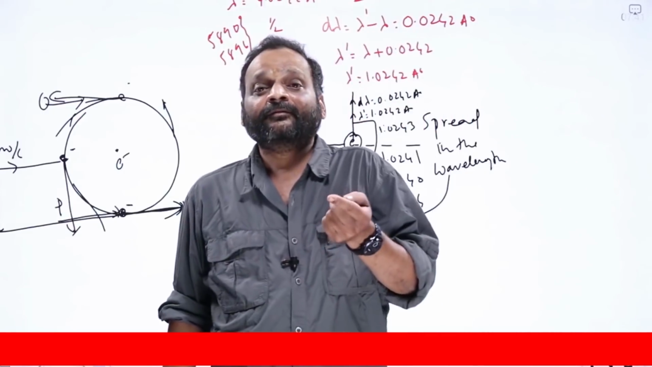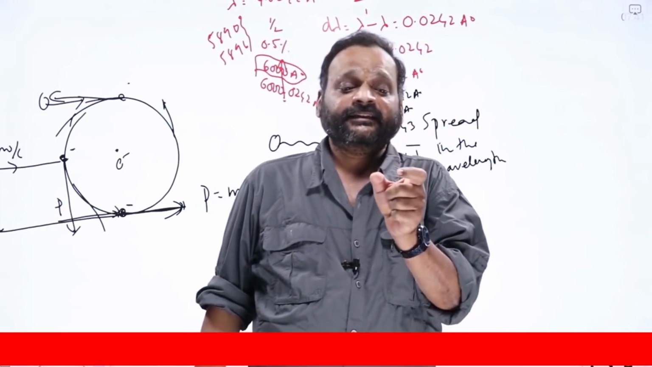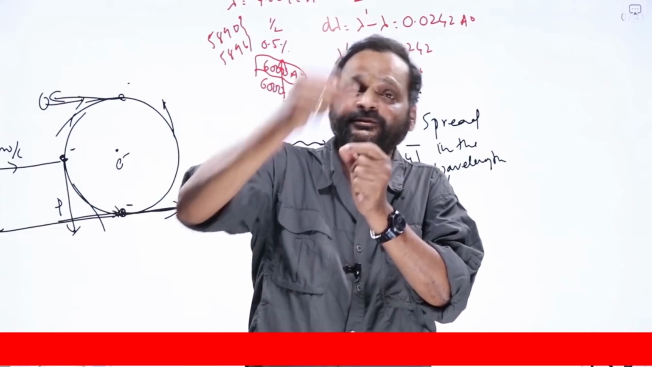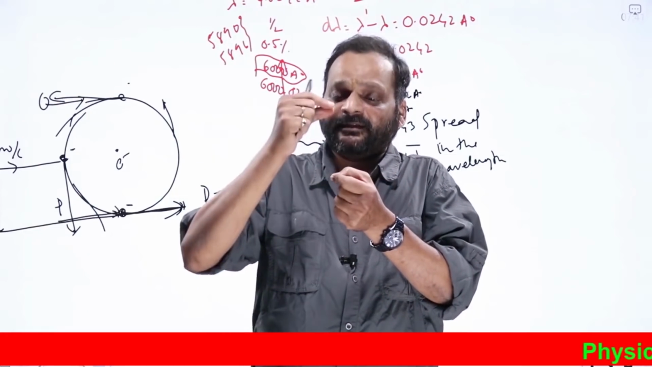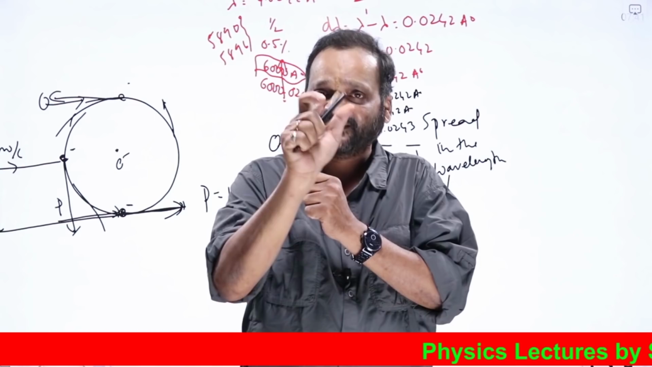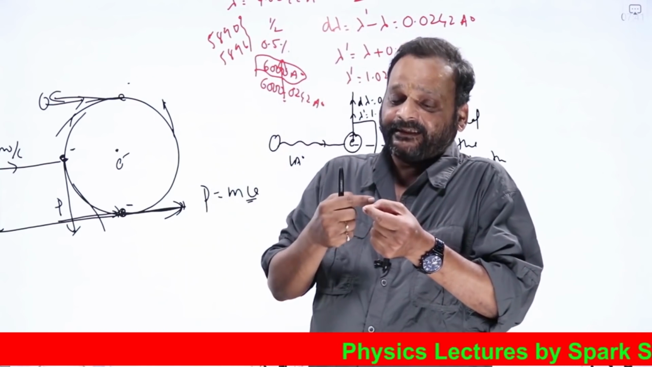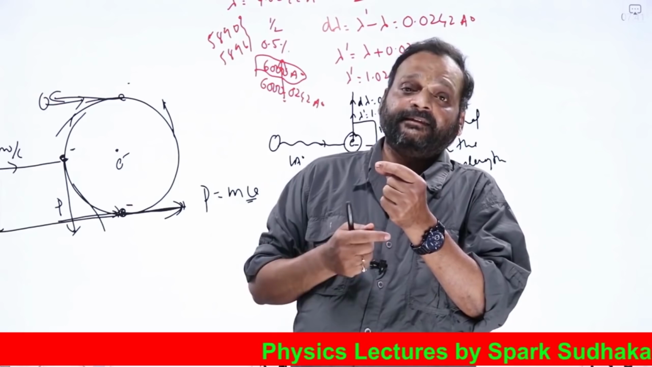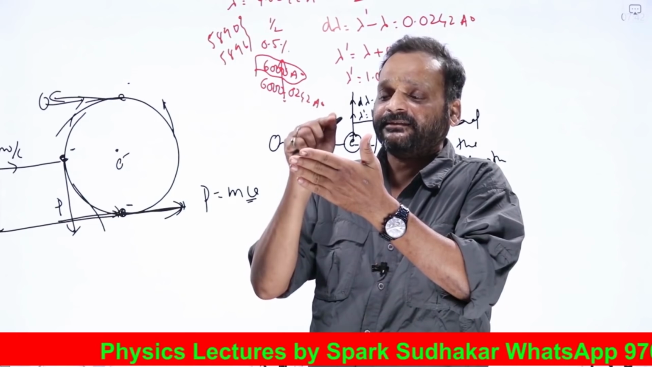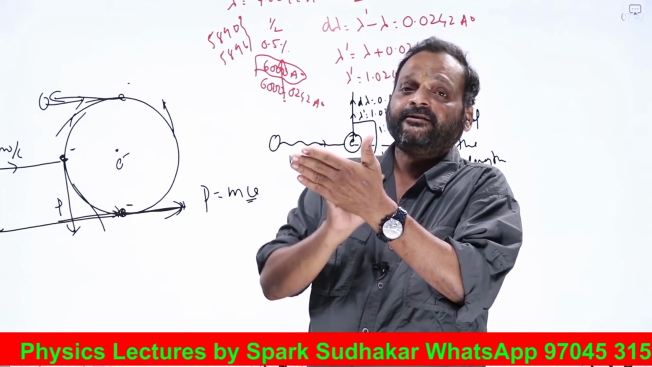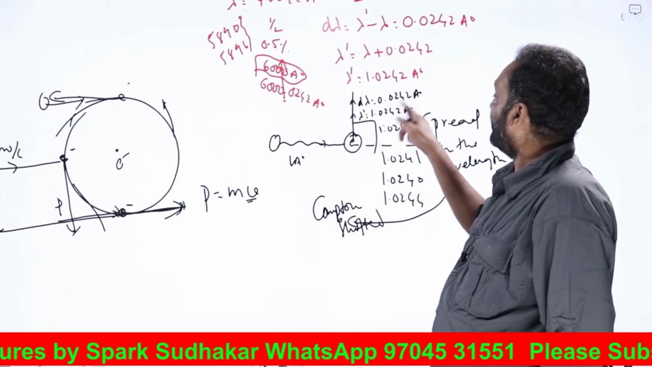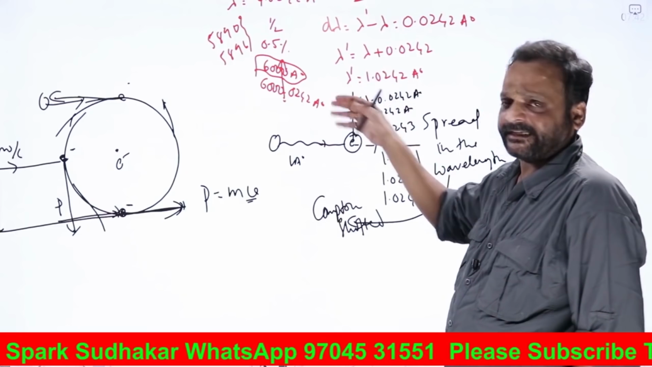So what is the reason for the spread in the wavelengths of Compton shifted X-rays? Because the target electron is not at rest, but is in motion around the nucleus. That is the reason Compton shifted X-rays have that small spread. Or we can say the target electron has its momentum spread around the nucleus. That is the reason why we are getting small changes in 0.0242 at any angle.